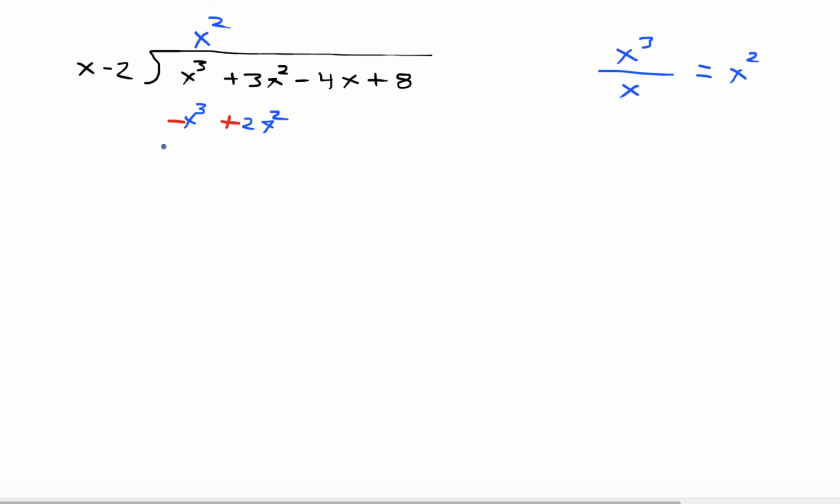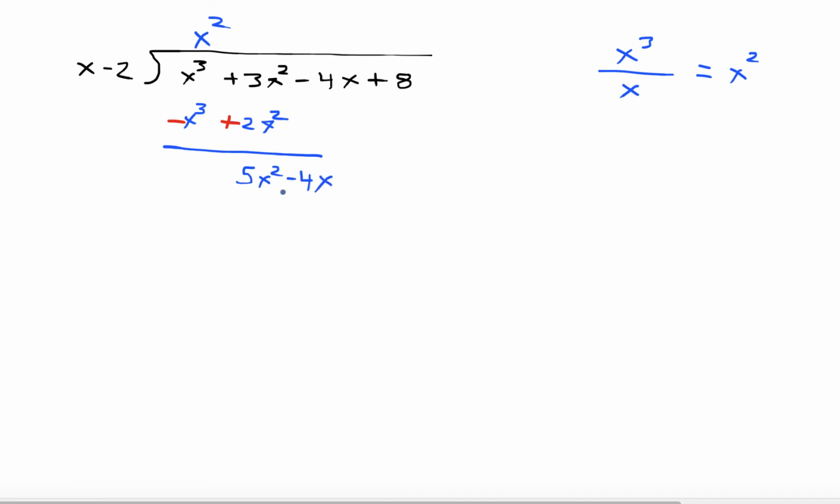So what happens once we actually go ahead and combine these? x cubed minus x cubed cancels out. And you notice that that should happen every time, right? Here we get 3x squared plus 2x squared, which is 5x squared. So now we can bring down the next term and just repeat this whole process.